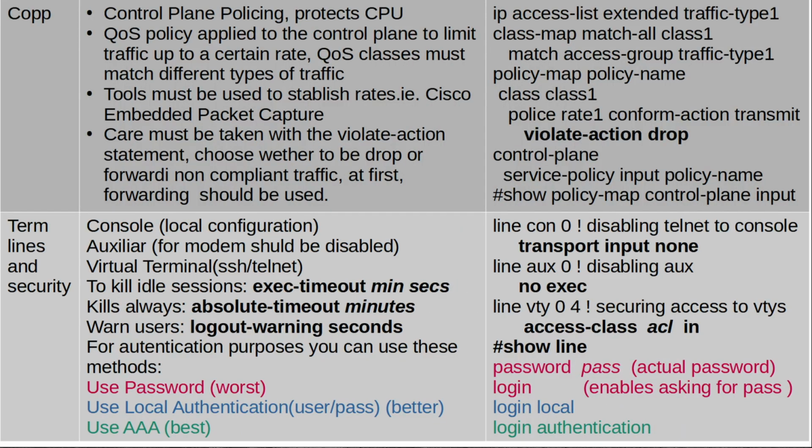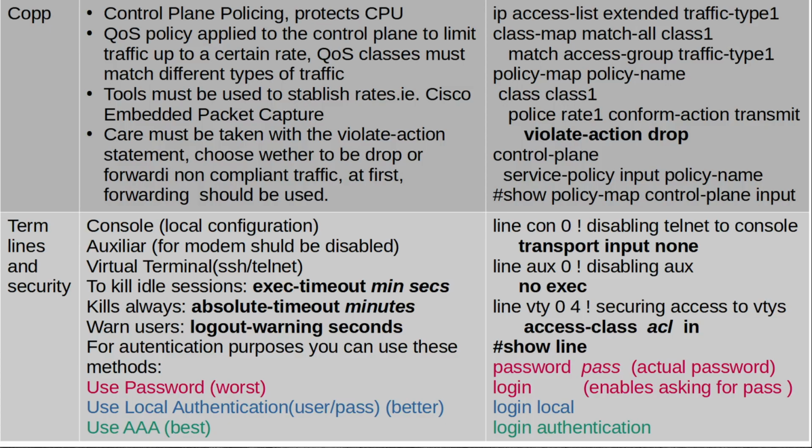CoPP. CoPP stands for Control Plane Policing. This feature will let you protect your control plane or CPU. You will apply a quality of service policy to the control plane in order to limit the traffic that reaches your devices, specifically the traffic that is aimed to your control plane, like for instance pings to your device, or hellos that belong to a routing protocol that should be managed by your device.